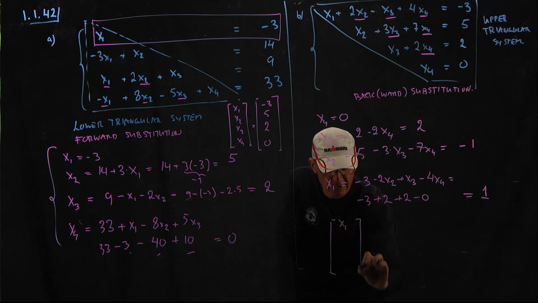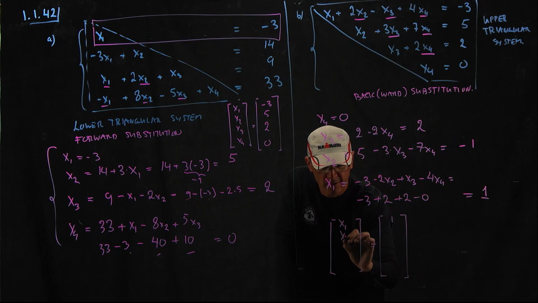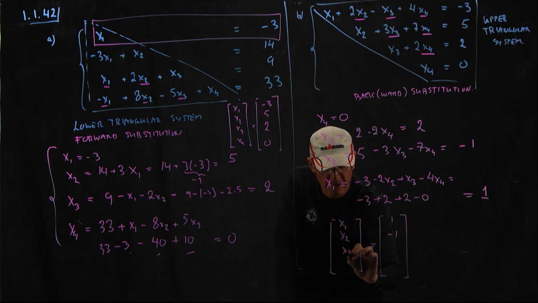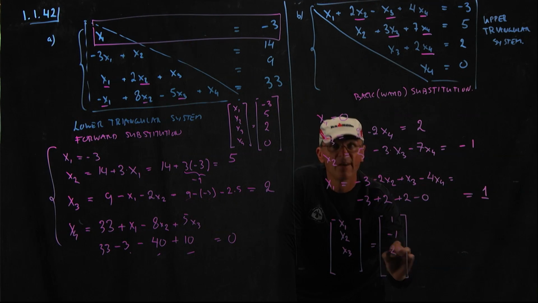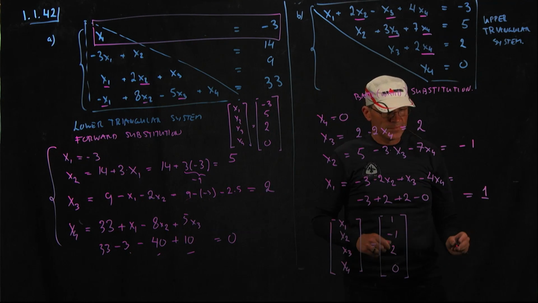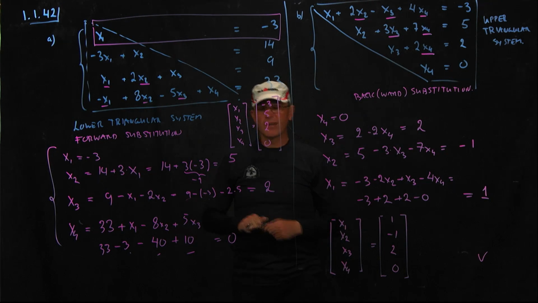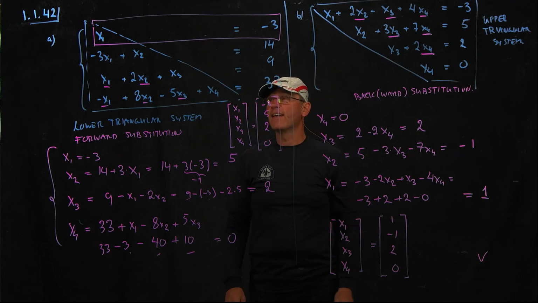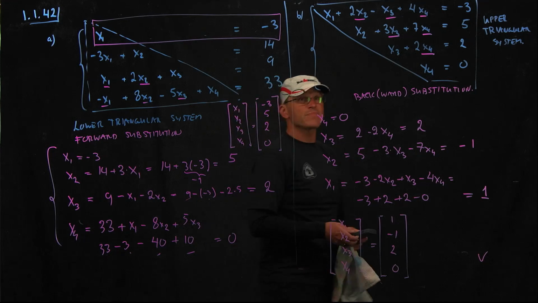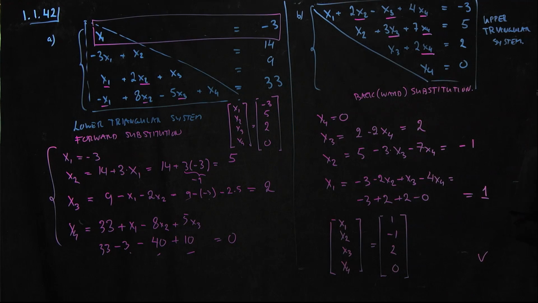So we have a solution where x1 is 1, x2 is -1, x3 is 2, and x4 is 0. Right. So if you're given a system that is either in lower or upper triangular form, life is pretty friendly, pretty straightforward. So that takes care of 1.1.